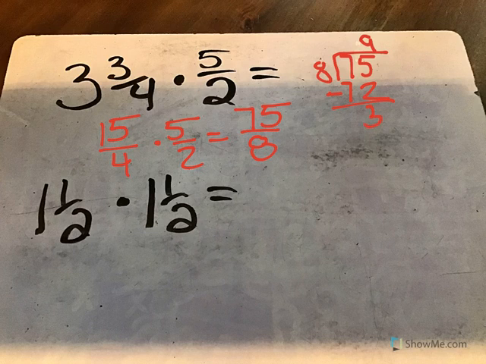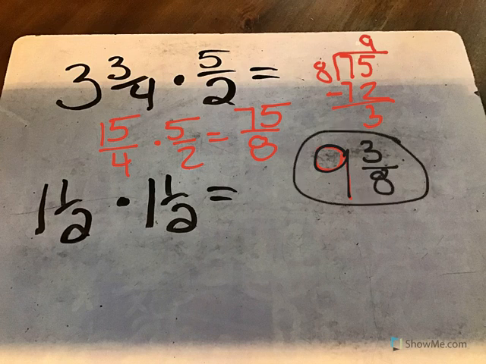So my new answer is 9. I'll do this in black, maybe you'll be able to see a little better. 9, because the quotient is your whole number. The 3, my remainder, becomes my new numerator, and the denominator stays the same. So my answer is 9 3/8. So what did I do? I make sure they are both fractions or improper fractions, multiply the numerator by numerator, denominator by denominator, and then simplify if needed.